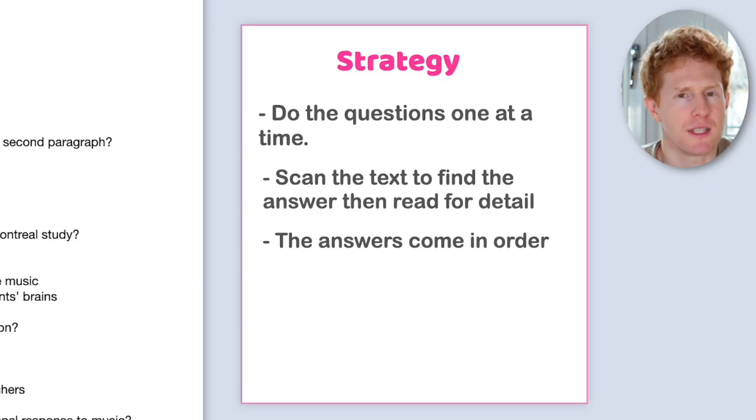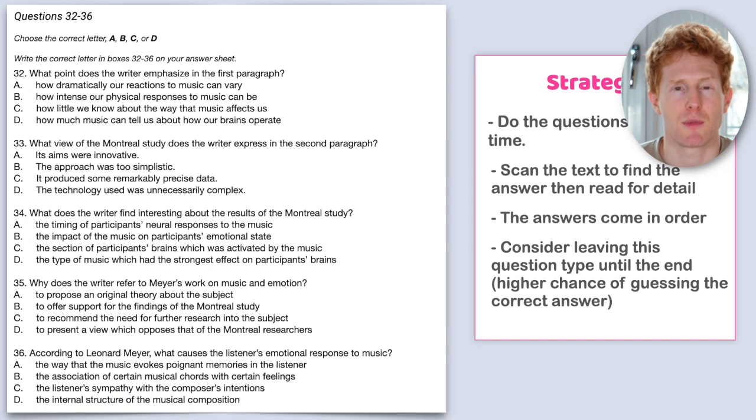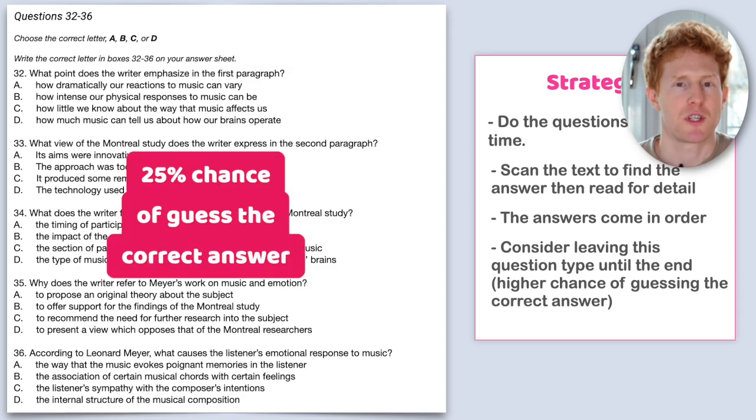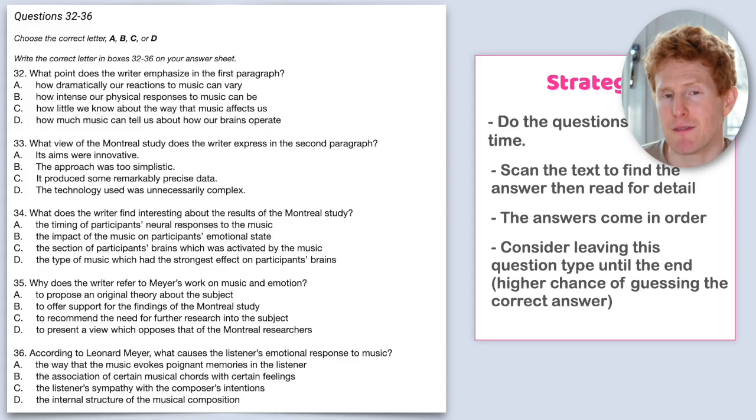Now, one tip is, if you're struggling with time, consider leaving this question type until the end, because you've got a higher chance of guessing the answer correct. In fact, you've got a 25% chance it's going to be either A, B, C, or D. So consider leaving this until the end if you struggle with time.